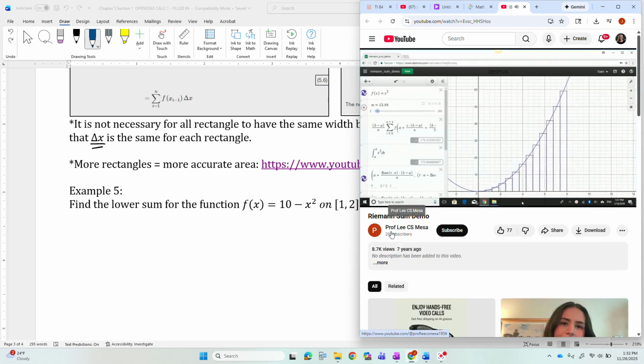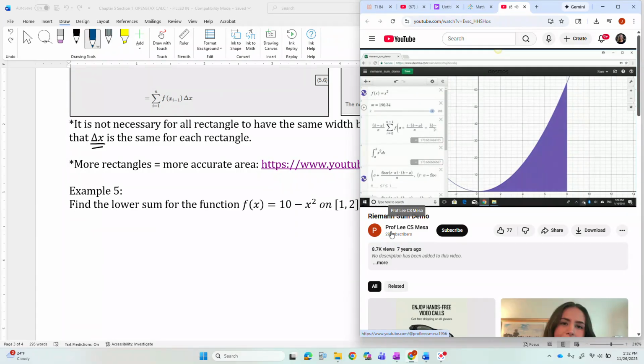So the more rectangles, the less undercounting and overcounting we're going to have. So if you're just over or undering by smaller amounts, you would get a more accurate area. In other words, we've talked a lot about limits in this course. So if the limit was taken as the number of rectangles increased to infinity, we would have a better approximation.